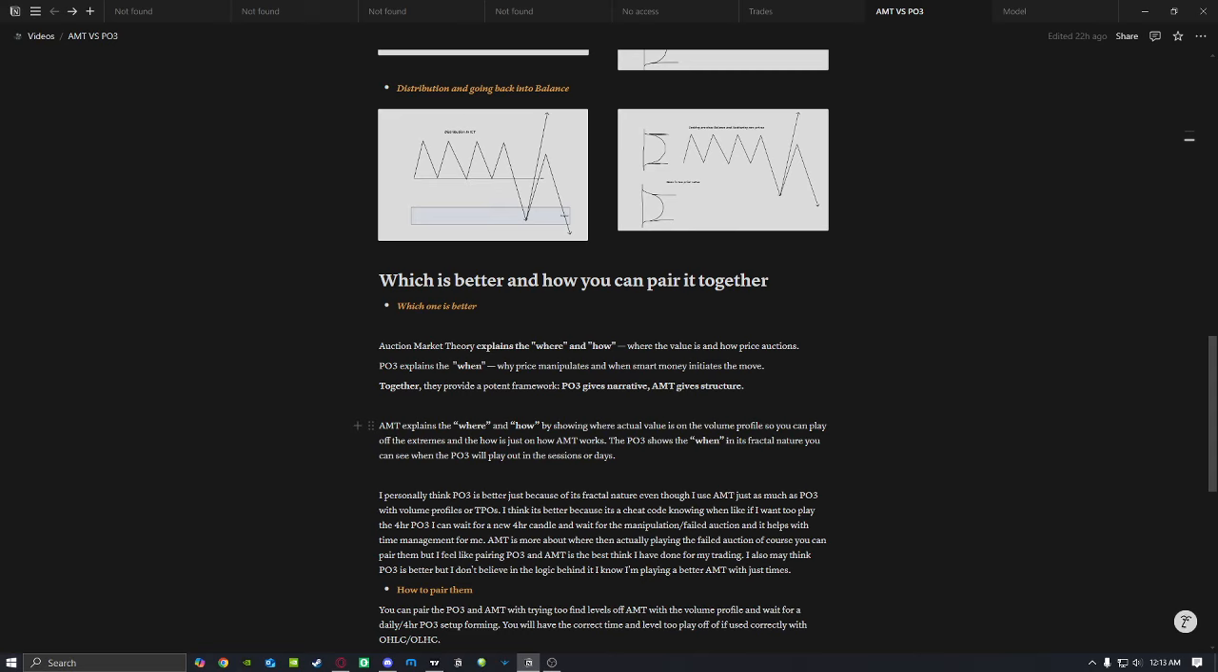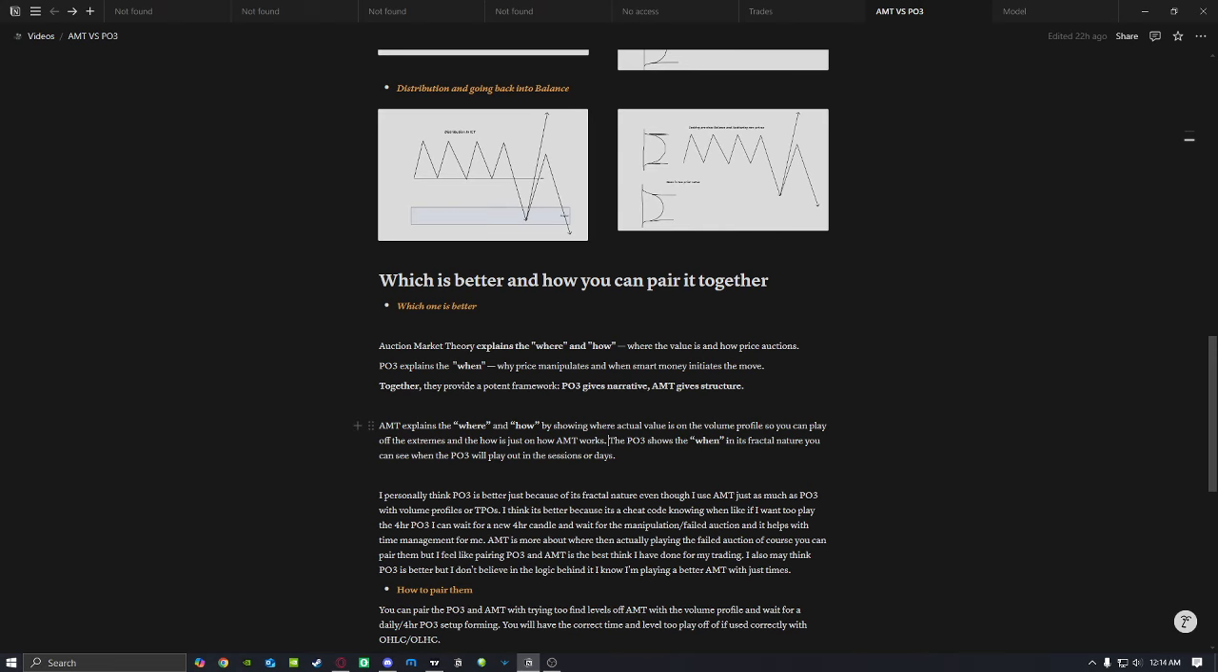AMT explains where and how by showing where the actual value is on the volume profile, so you can play off the extremes to get levels, of course, right? And how AMT works. I think I spelled this wrong, I'm not sure though. The power 3 shows the when in its fractal nature. You can see the power 3 will play out in sessions or days. So I'm talking about, of course, the weekly and the daily power 3 and whatever.